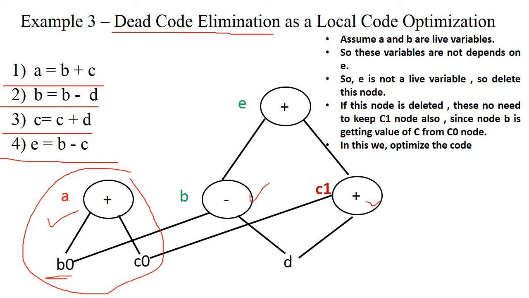So this plus node is added. On the left hand side, this label has to be changed. It should be C0, because the current reference point is C1 and D is here. Then E is equal to B minus C. B is here, and C is here, and this one.